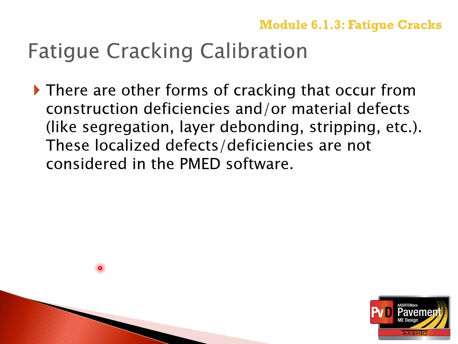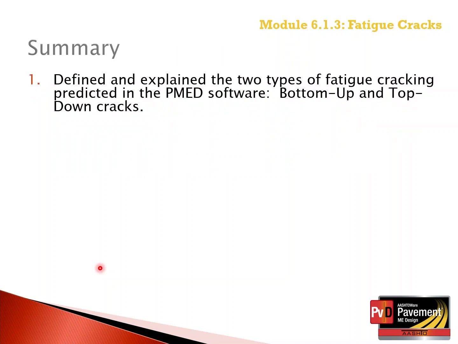Remember, there are other forms of local cracking that can occur from construction defects or deficiencies. These include longitudinal or truck-to-truck segregation, layer debonding, and/or stripping. These localized defects and deficiencies, which can result in early cracking, are not considered in the PMED design software.